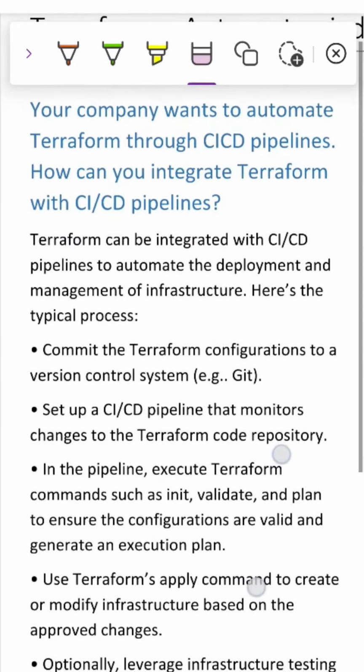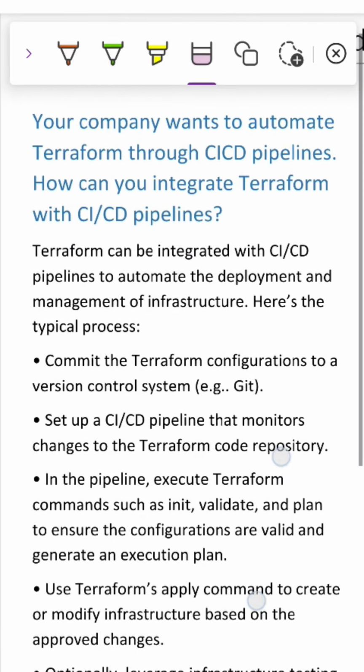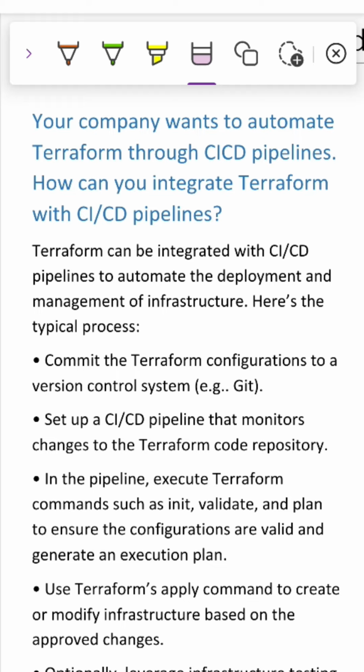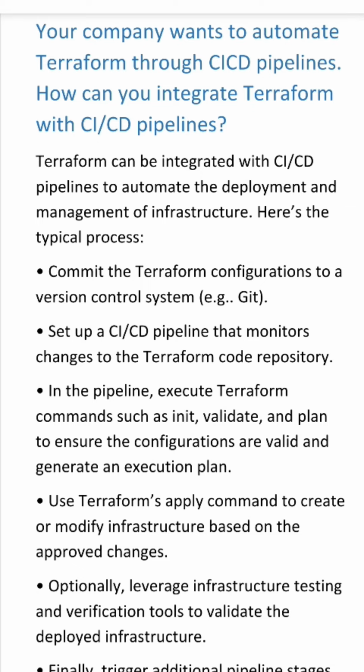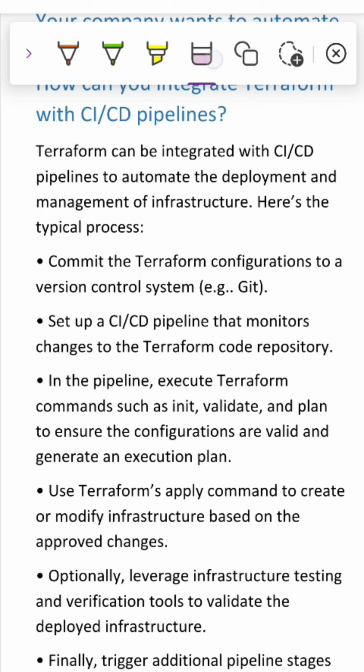We can also add infrastructure tests or policy checks, for example, tools like Terratest or Checkov to ensure compliance. Finally, once the infra is ready, the pipeline can trigger additional stages like app deployment or testing on top of that infra. Part 3, real-world best practices.